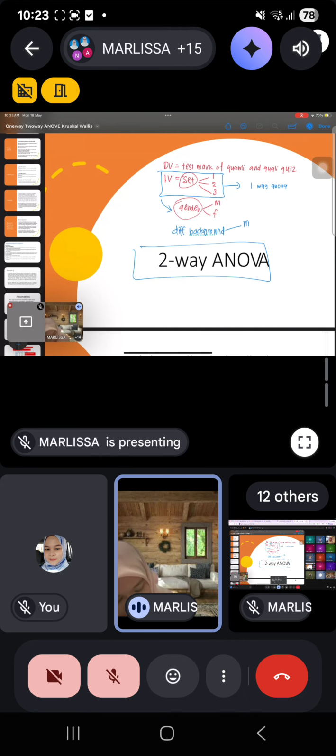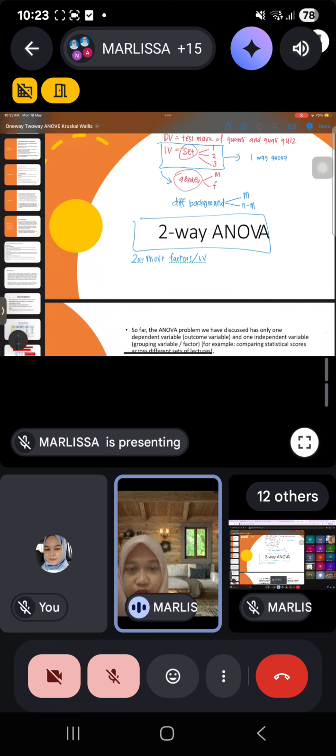So mathematics background, non-mathematics background, let's say. If you have more than that, you have 4 independent variables, 5 independent variables, you can use two-way ANOVA. Okay, so this is for two-way ANOVA. For one-way ANOVA, you have more than 2 groups. For two-way ANOVA, you have 2 or more factors or IV. Okay, so this is what two-way ANOVA is.